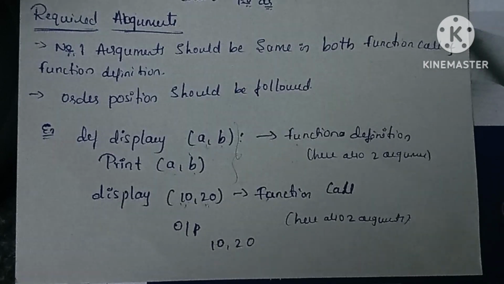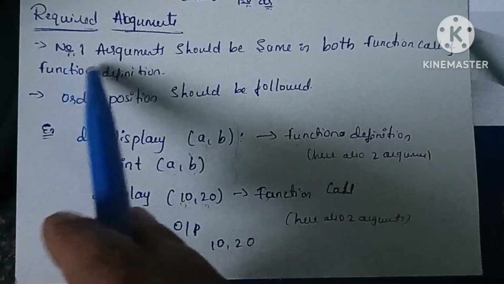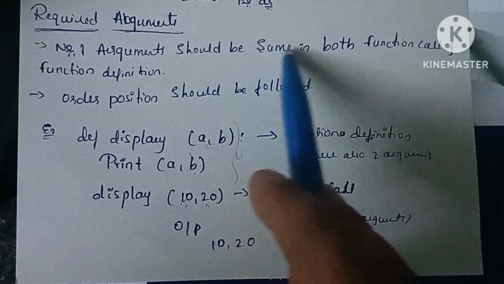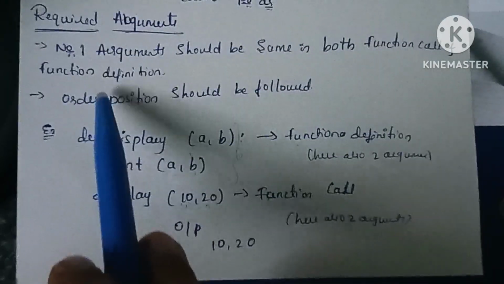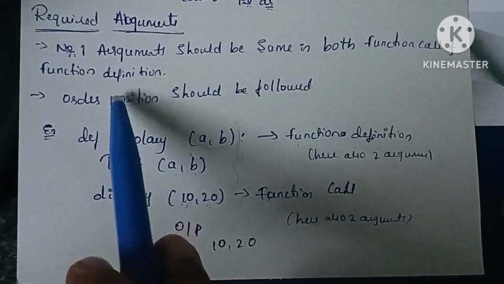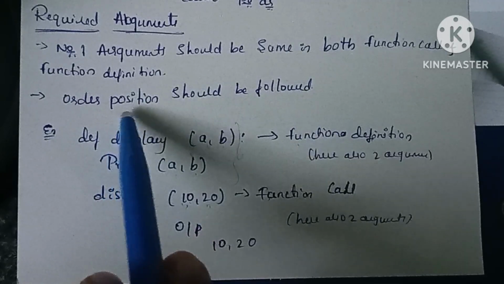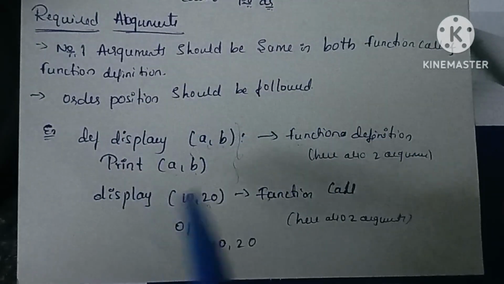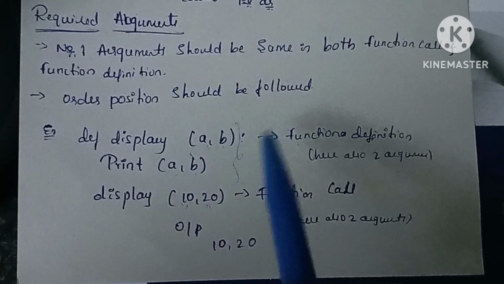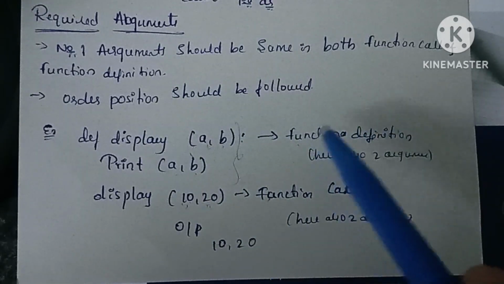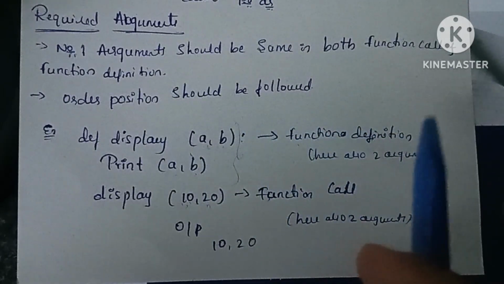Required argument. What is the meaning of required argument? It means the number of arguments should be the same in both the function call and the function definition, and the order of position should be followed.